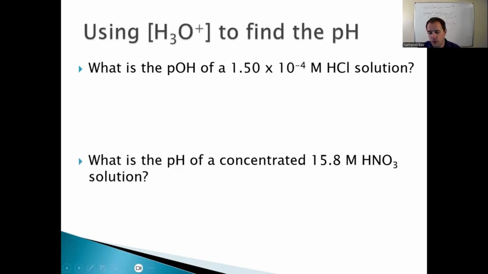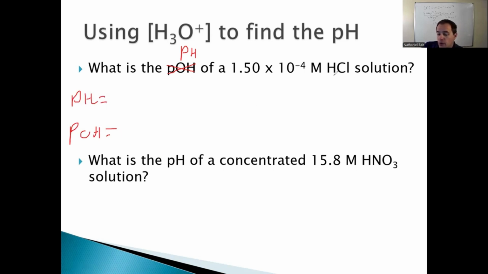So go ahead and try this top one. Let me ask you this first before we get all tricky. What's the pH of a 1.50 times 10 to the negative fourth molar HCl solution? And then I'm going to ask you what the pOH is. So give me the pH first. That's not being a trickster. And then once you get the pH, can you give me the pOH?